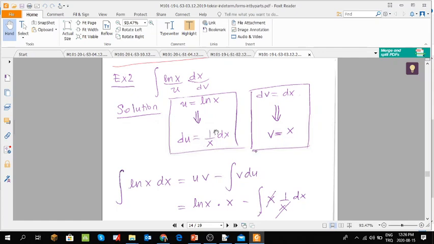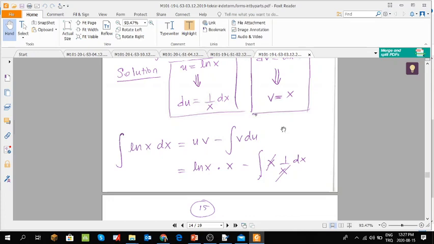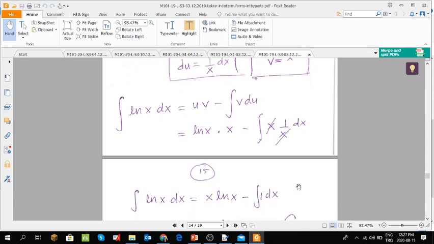du is equal to 1 over x dx, v is equal to x from here. Okay, and then we put this: the integral of ln x dx is equal to u times v minus the integral of v times du. v is x, u is what? u is ln x, times x, minus x times du, which is 1 over x dx. The x's are going to cancel each other.